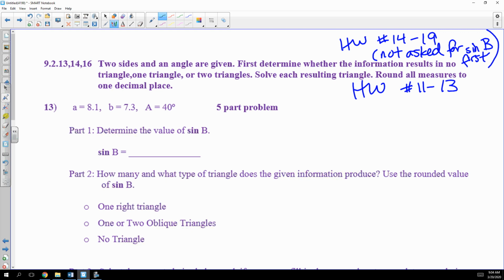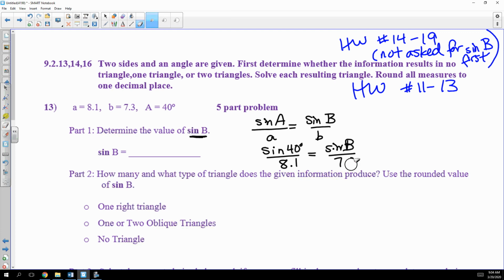Again, since I want this value sine B, I'm going to put that one in the numerator. So I'm going to say sine A over A equals sine B over B, sine of 40 degrees over 8.1 equals sine B over 7.3. And I'm going to multiply both sides by 7.3 to get it out of this denominator.